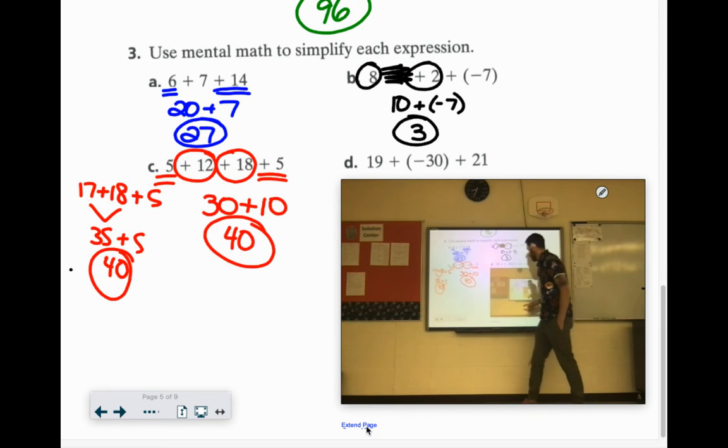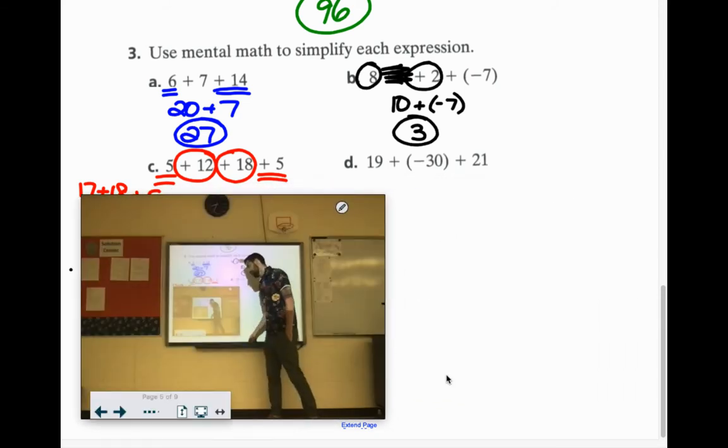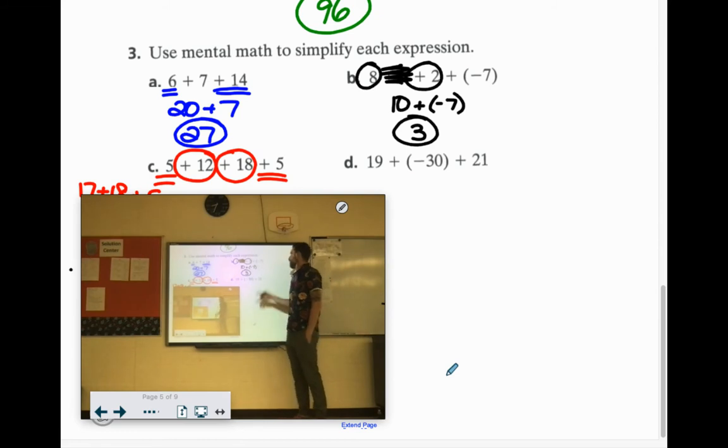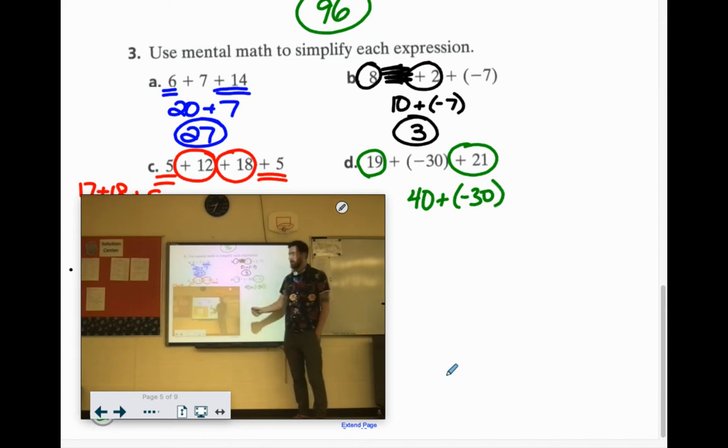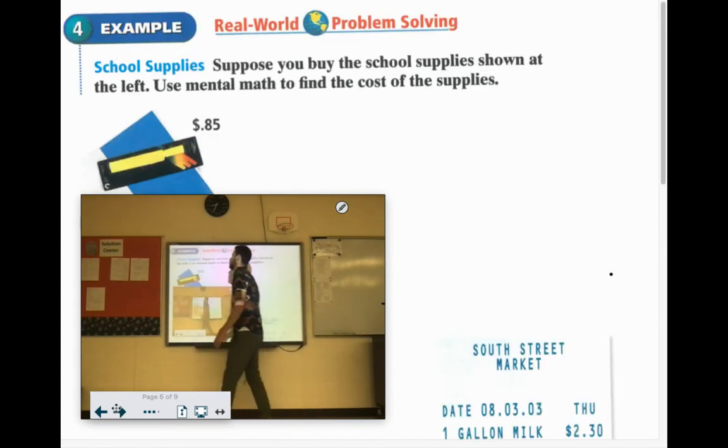All right, Mr. Plant, move over there. This guy, right? All right, so I see a 19, 21. I know that would add up to the 40. 40 plus negative 30. I have $40. I owe my grandpa $30. I pay him. I still get to keep $10. That was so much fun.